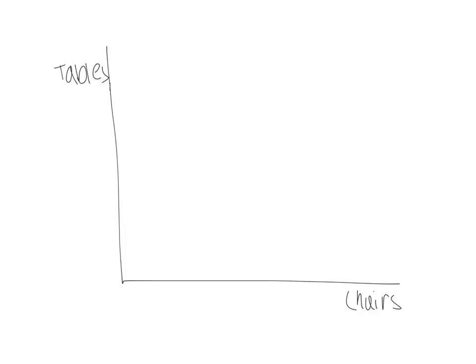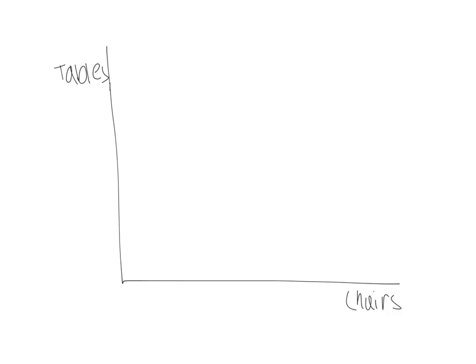Hi, I'm going to talk about the production possibilities graph, and there are two types of graph. One is for the constant opportunity cost, and the other is for the increasing opportunity cost. So let's talk about the constant opportunity cost graph.